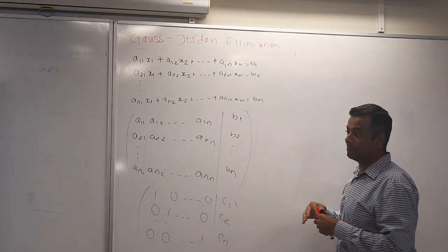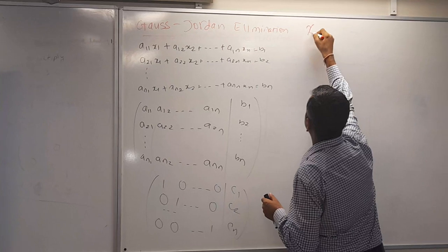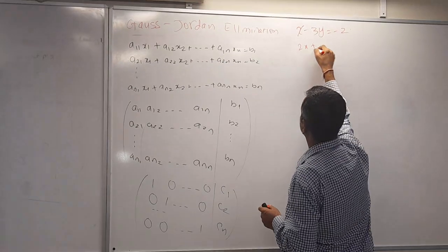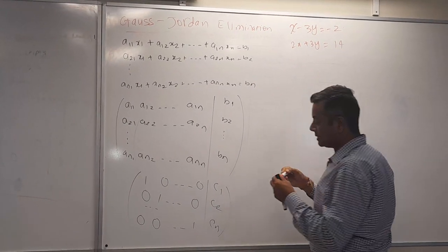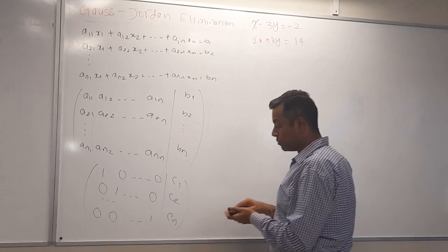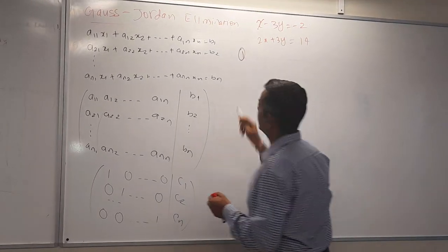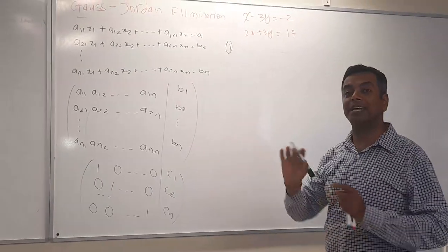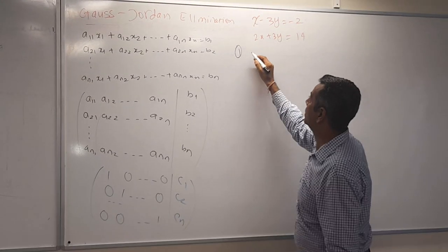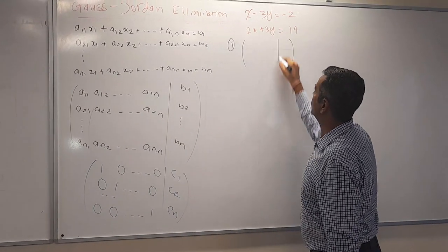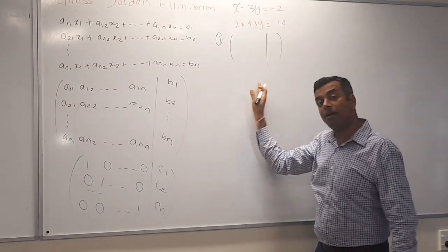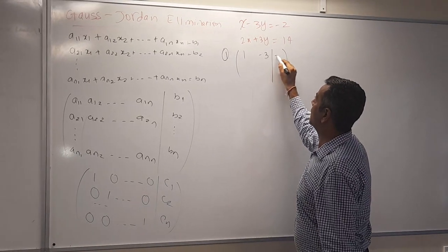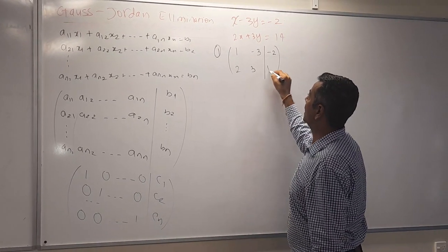So if we pick up an example, x minus 3y is negative 2 and 2x plus 3y is 14. Let's look at the step-by-step method of how we will solve it. As we have seen in Gauss elimination, the first step is to write the equations in the augmented form. So we pick up the coefficients, and we have the right-hand side. Some authors prefer to have a bar, some leave it as it is. Nothing there means it's 1, negative 3 and negative 2, 2, 3 and 14.